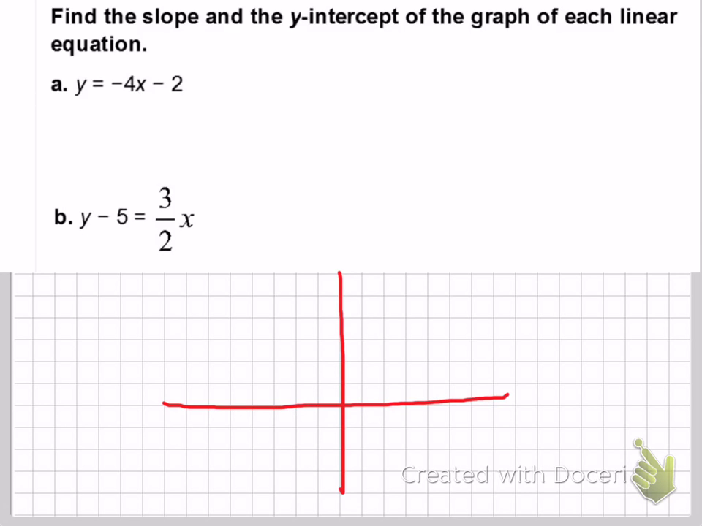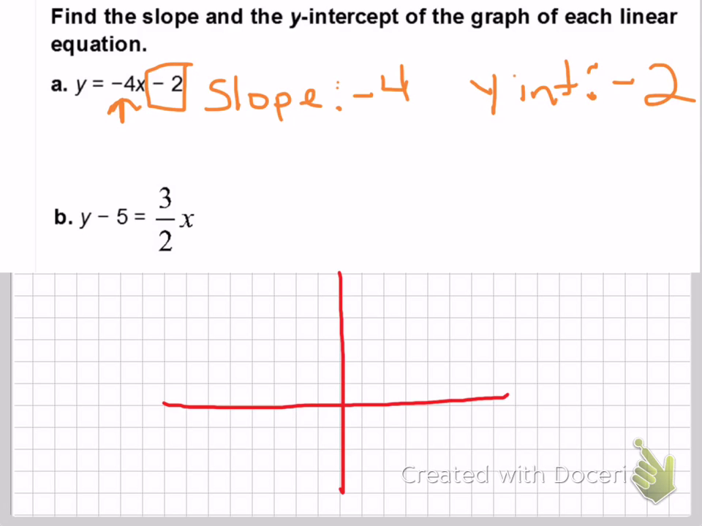So here's an example. Find the slope and the y-intercept of the graph of each linear equation. So by looking at the equation, y equals mx plus b, the coefficient here is -4. So your slope is -4. Your y-intercept is -2. Take the sign of the number before it.